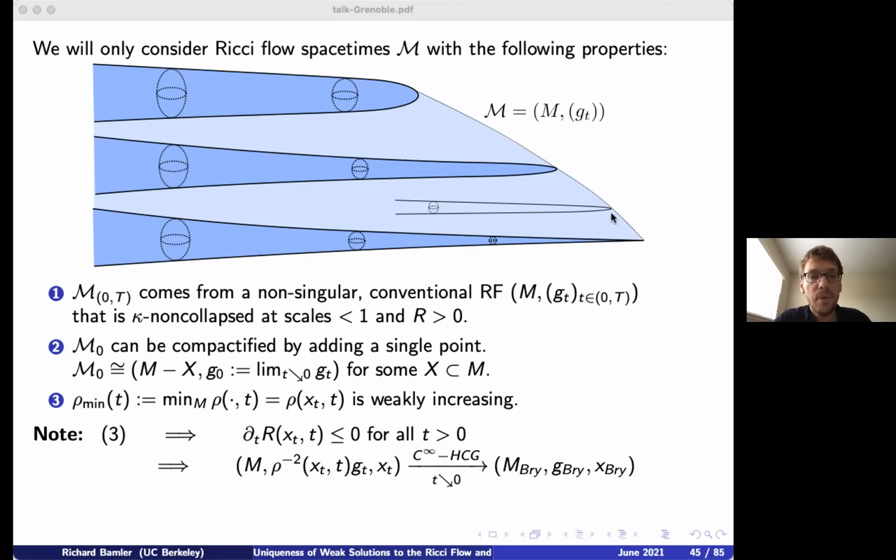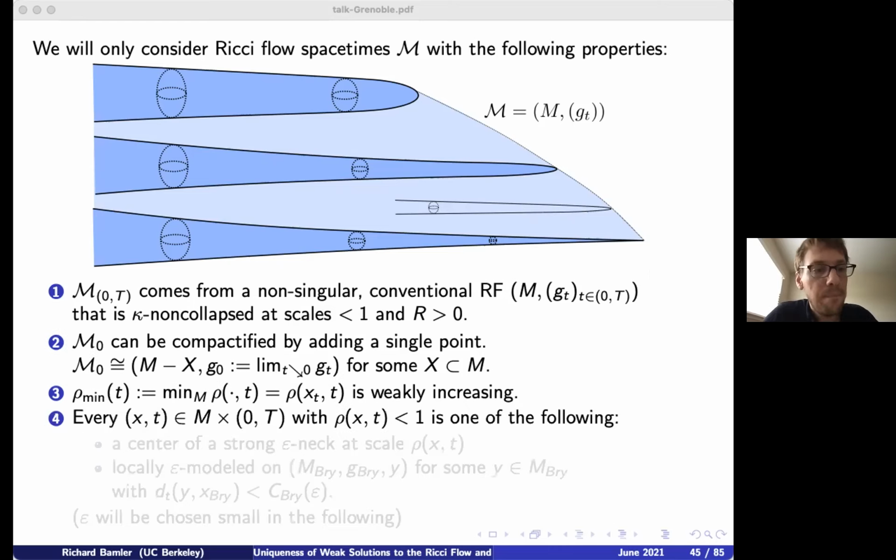Okay, so this tip here will look very close to a Bryan soliton, and if we're far away from the tip, then we can't look close to a Bryan soliton. We can't look close to a sphere. So just by the canonical neighborhood assumption, the further away from the tip, we have to look close to a cylinder.